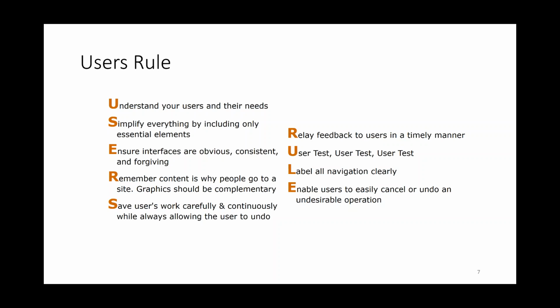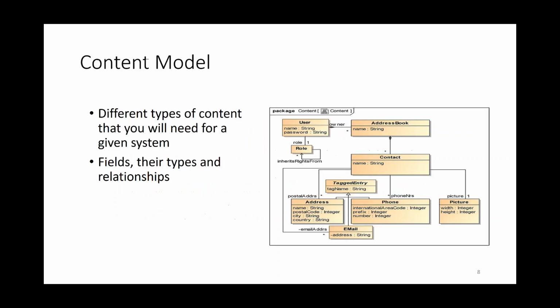For navigation and button controls, if you are adding them to the system, label them appropriately, and then allow users to cancel or undo some operations if they are halfway through and don't want to continue moving forward. Okay, so these are some user rules which can be very handy when you are building your user design. Okay, in the next couple of slides, I will cover some of the content which is part of your architecture design document.